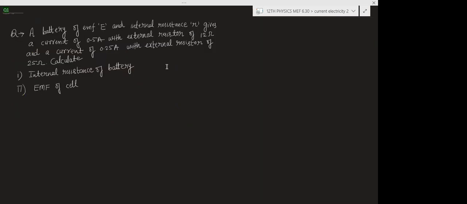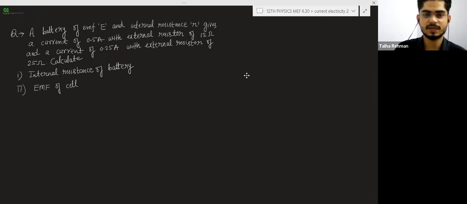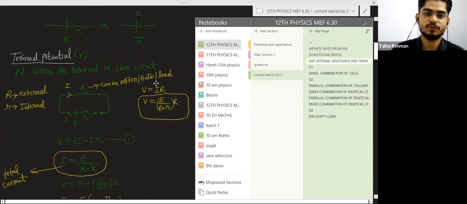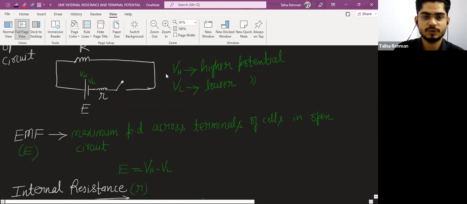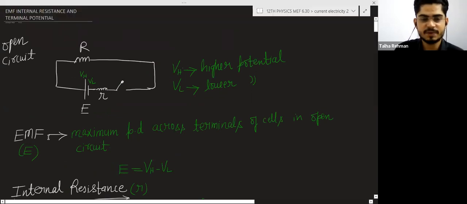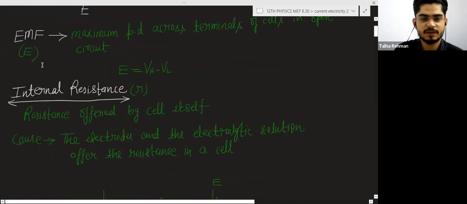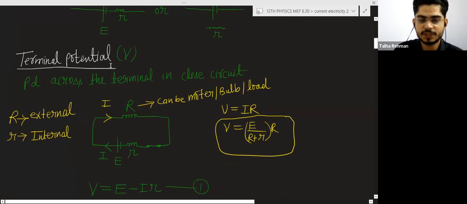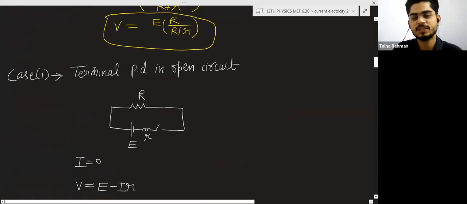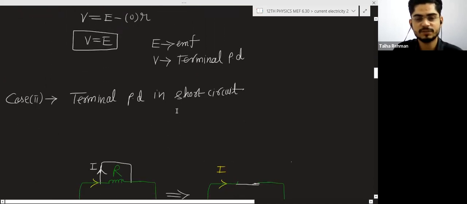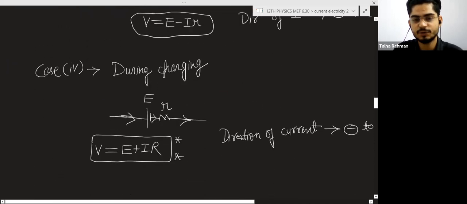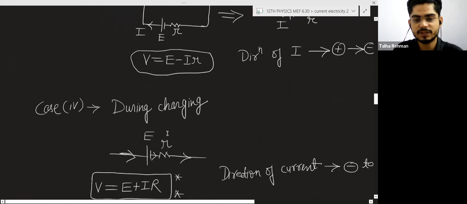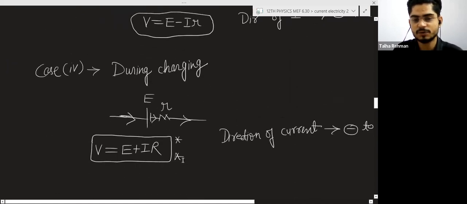So now we have discussed this in the last class. I am just reminding you what I discussed in the last class. We discussed EMF, internal resistance, terminal potential difference, and after that we saw the special cases of terminal potential difference or terminal voltage. Four cases were there. During charging, I have written this, and during discharging, I have written this. And during charging, I have marked the star also.